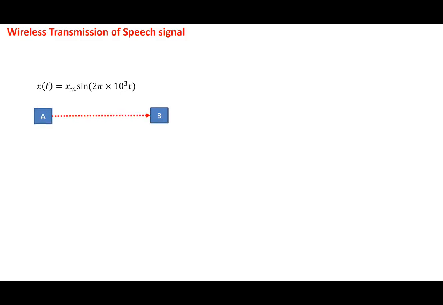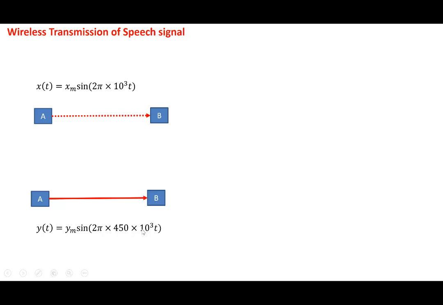If I want to transmit a 1 kilohertz signal, like our speech signal, from A to B, direct wireless transmission is difficult, if not impossible. So we have a problem. On the other hand, a signal like 450 kilohertz is relatively easier to transmit. If I want to transmit it from A to B, several tens or hundreds of kilometers away, I can wirelessly transmit this 450 kilohertz signal. So the 1 kilohertz signal cannot be transmitted wirelessly, while the 450 kilohertz signal can.